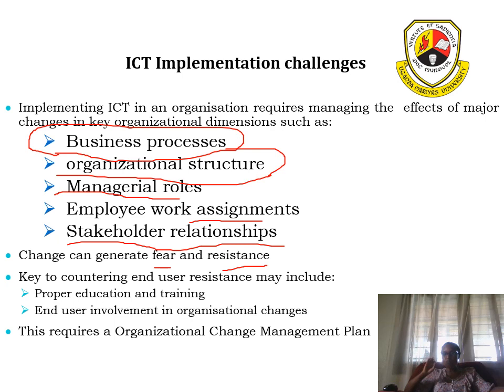Okay, so we want to manage this. Why? Because we would like to have a positive change. We'd like to see a positive effect. So we wouldn't want to see that what we're proposing to change causes resistance.